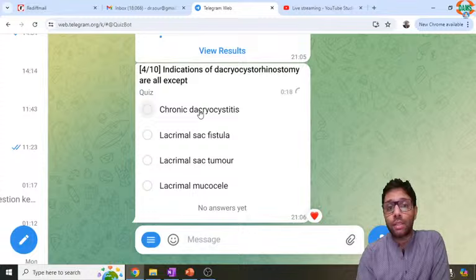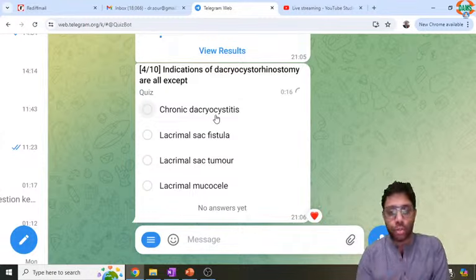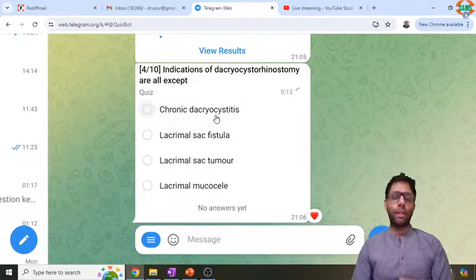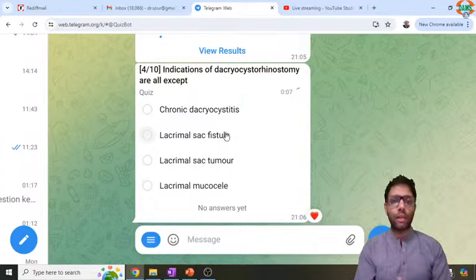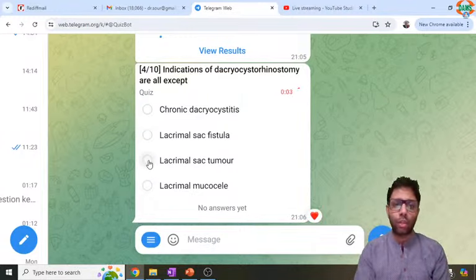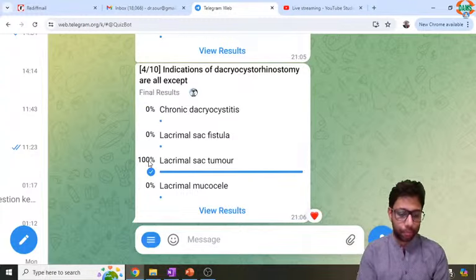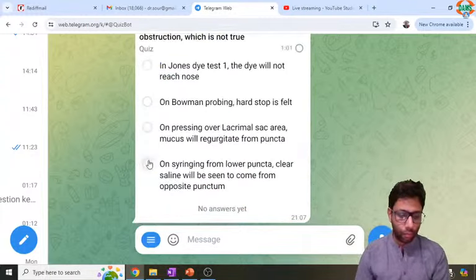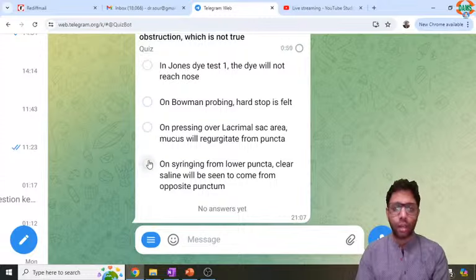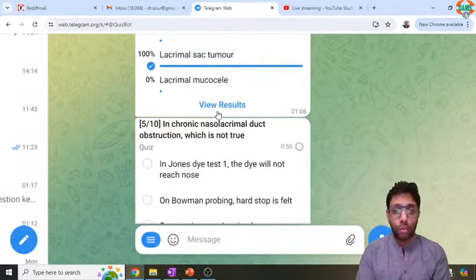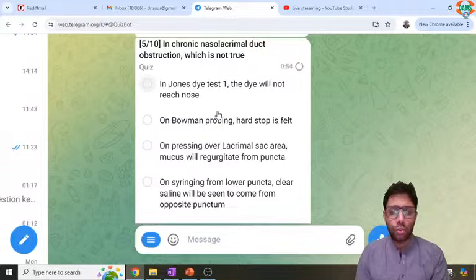Now some students say, sir, chronic dacryocystitis means fibrosed lacrimal sac. Absolutely not. Chronic dacryocystitis is the important indication of DCR. Fistula, you don't do fistulectomy, you do DCR, and mucocele also. These are three important indications of DCR, but tumors is not an answer over here. Now, many people have got this question wrong, even the good ones.